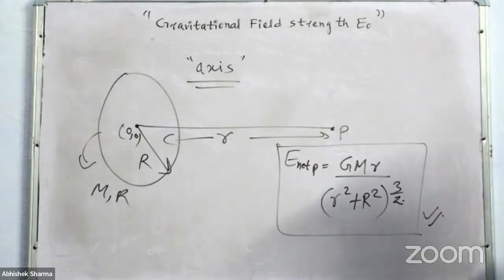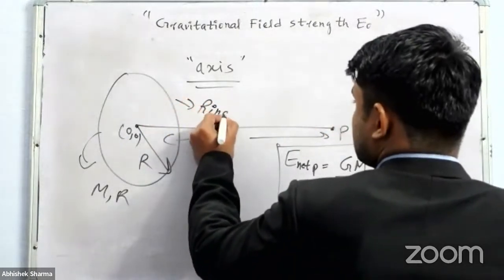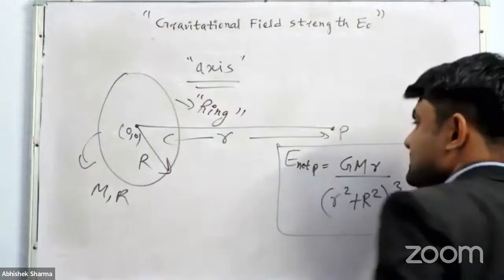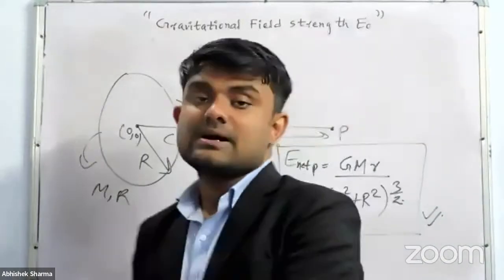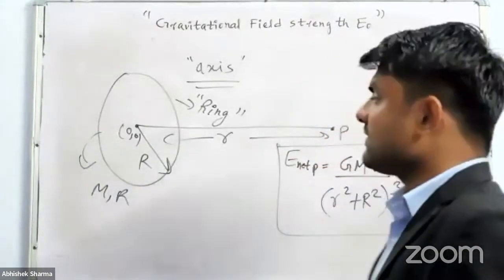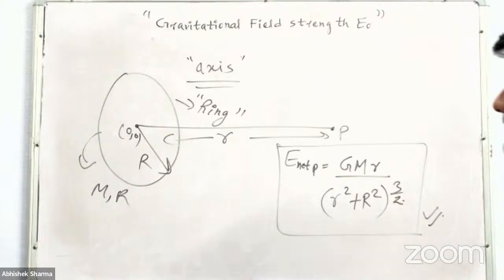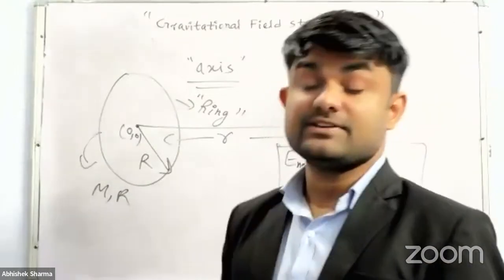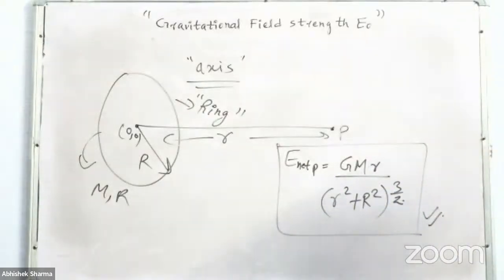So due to a ring, basically, this is a ring, not a disk. Suppose we have a ring of mass capital M and radius R, and a point P at a small distance r from the center along the axis. If you need to find the net electric field, or the net gravitational field strength or intensity, the answer is G M r upon (r square plus R square) to the power 3 by 2.